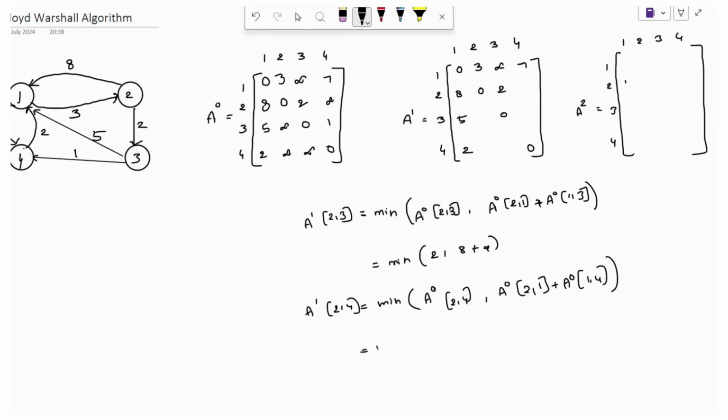So let us see, minimum of A0 of 2, 4 is infinity, right? This is infinity. And then A0 of 2, 1 is 8 plus A0 of 1, 4. A0 of 1, 4 is 7. A0 of 2, 1 is 8 and A0 of 1, 4 is 7. So here A1 of 2, 4 is 15.